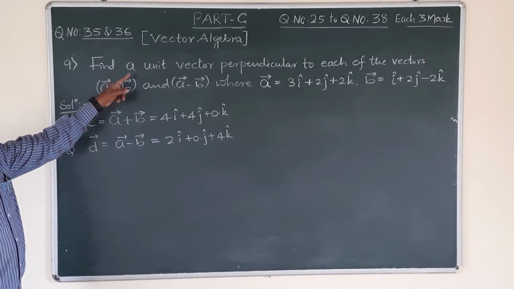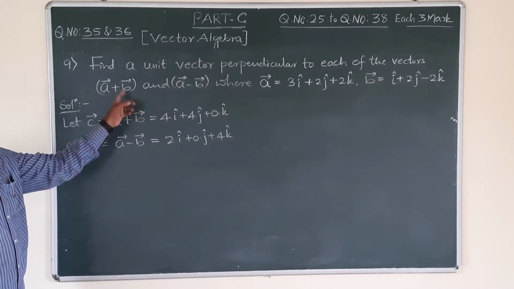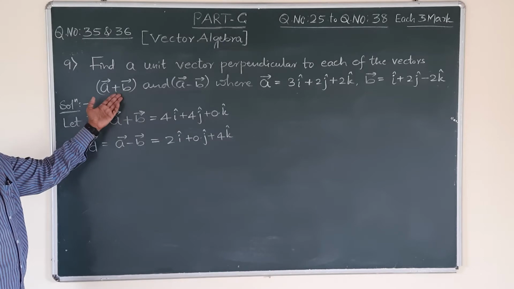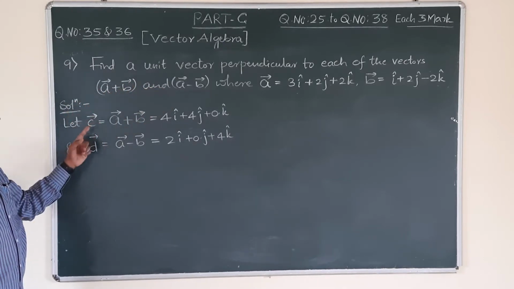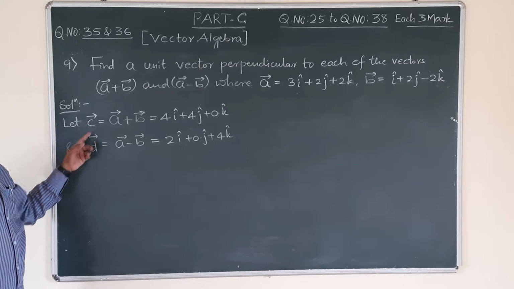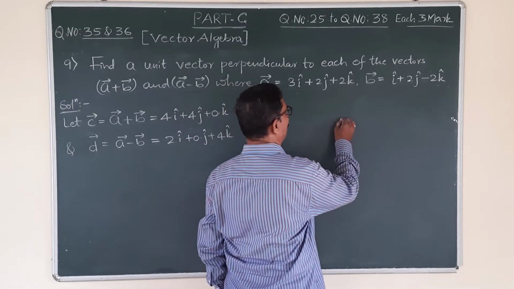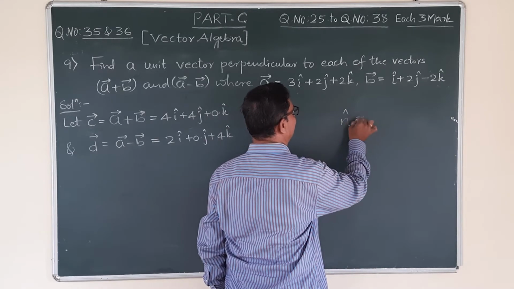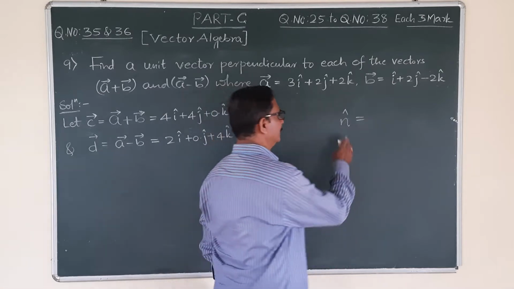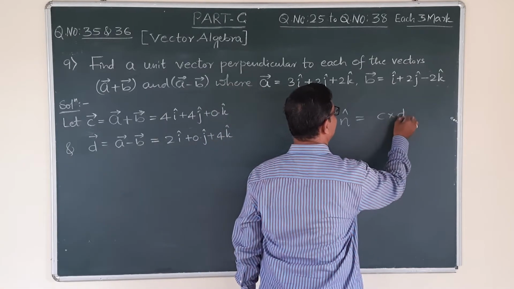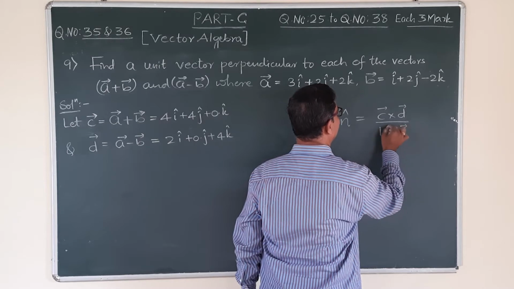Now the question: find the unit vector perpendicular to each of the vectors. The vector a plus b is denoted by c, and the vector a minus b is denoted by d, so we need the unit vector perpendicular to both vectors c and d. You know the formula: the unit vector perpendicular to both c and d is denoted by n cap, which is equal to, do you remember? Yes. So n cap is equal to c cross d divided by their magnitude.